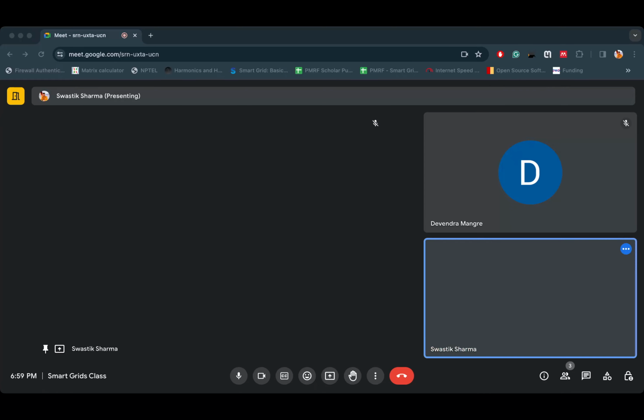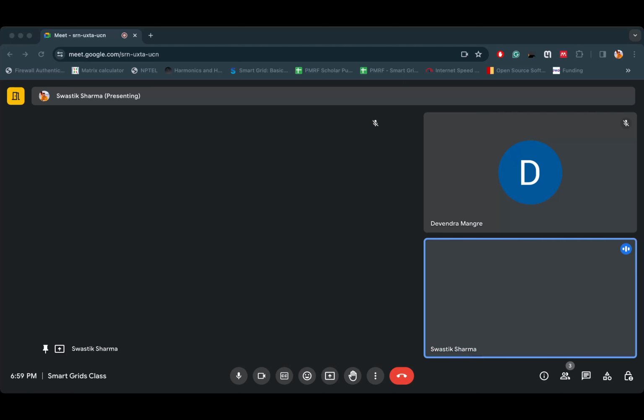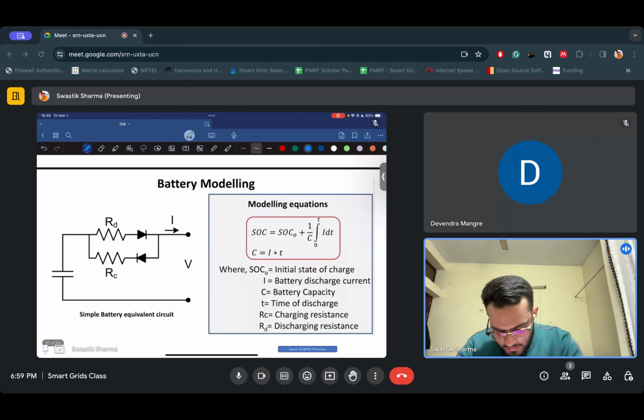Fourth is a period. A period is the interval of time during which the battery supplies load. Then we have a rated capacity. It's the total amp hour capacity of a battery. And then the state of charge, it's the amount of charge that a battery has at a particular amount of time.